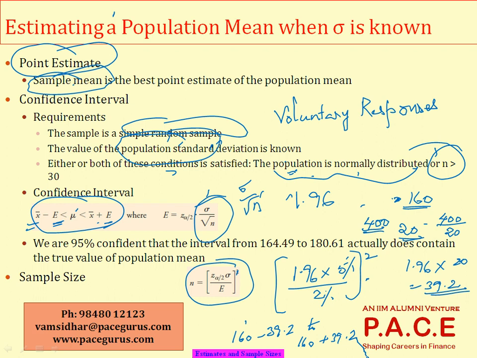Either I can build an interval for the average or the mean, or I can also decide on the approximate sample size which has to be taken for getting a similar kind of result with this much of error scope.